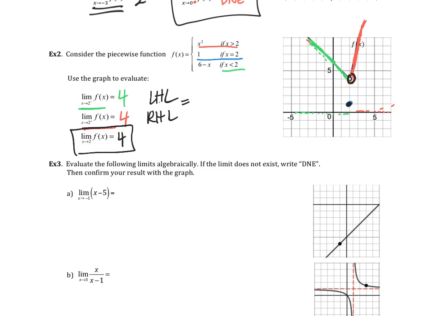I know that seems strange because it's defined down here at 2, but it doesn't matter. Remember, your limit exists even if your left-hand limit and your right-hand limit are the same. Doesn't matter if it's defined at that point. That is irrelevant. It's the y value that it's getting closer and closer and closer to, if you follow the graph from the left-hand side and the right-hand side.